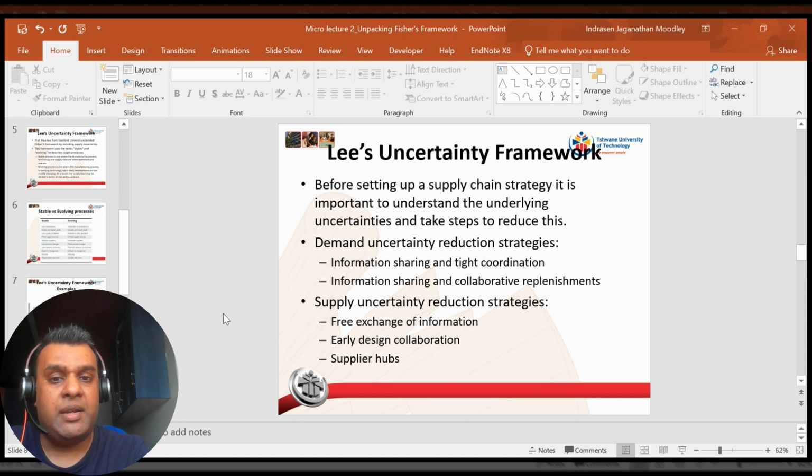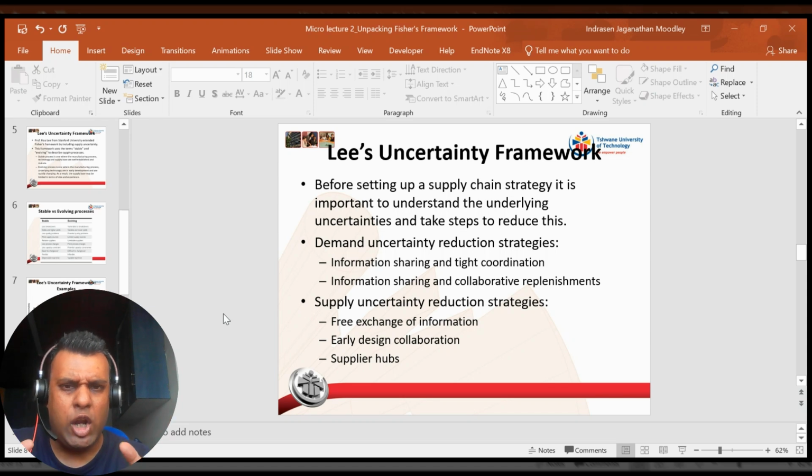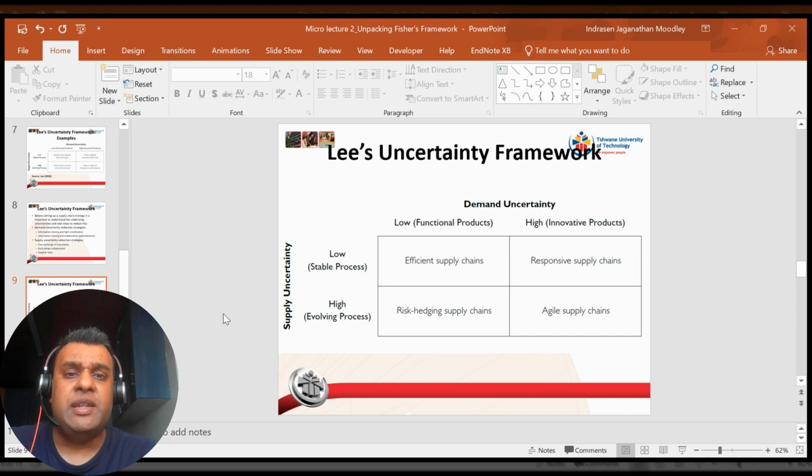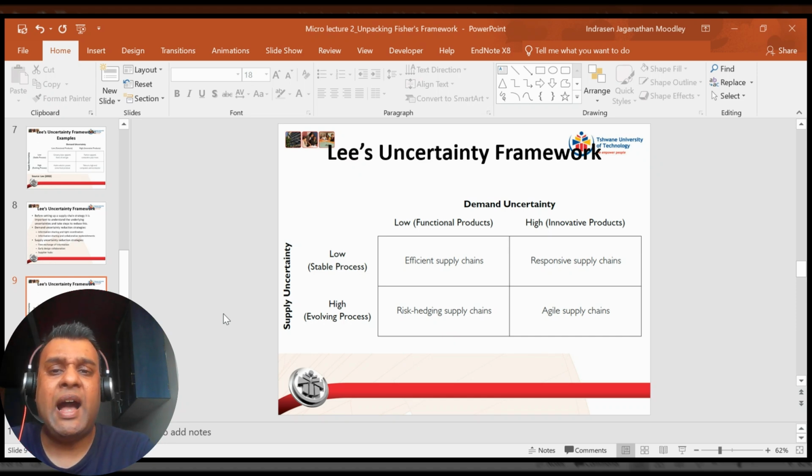When it comes to demand uncertainty, we have to have good information sharing and coordination. We could engage in collaborative planning, forecasting, and replenishment. For supply uncertainty, it's about the free exchange of information, early design and supplier collaboration, and supplier hubs. So, all of these talk to a closeness in your supply chain network and building trust and information sharing. So, Lee's uncertainty framework basically unpacked these processes as the following.